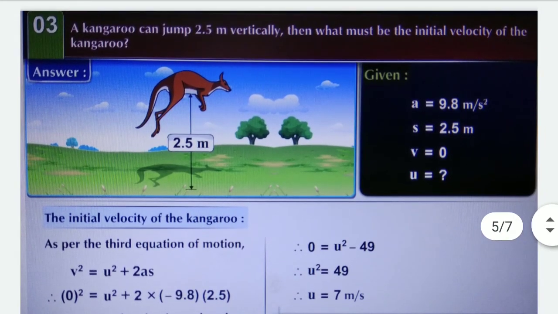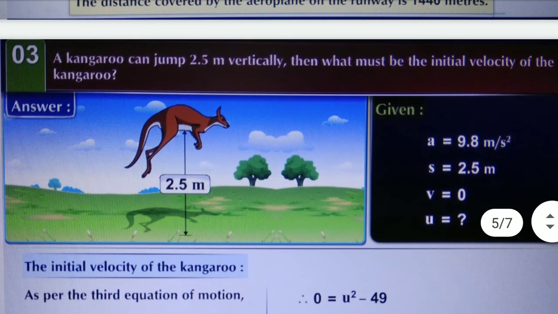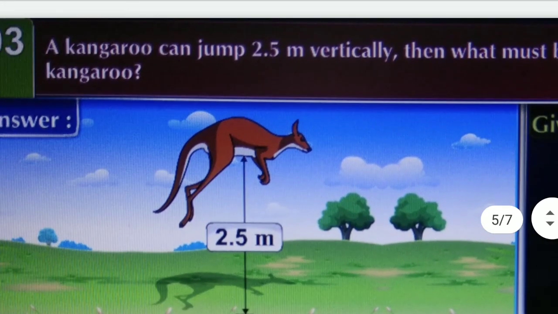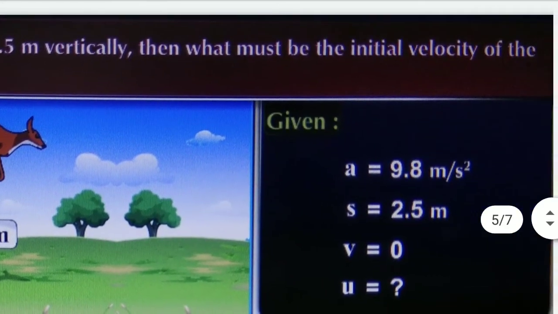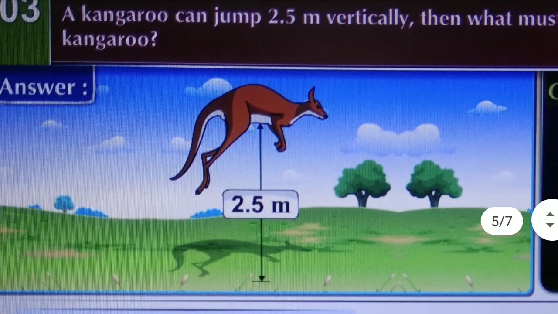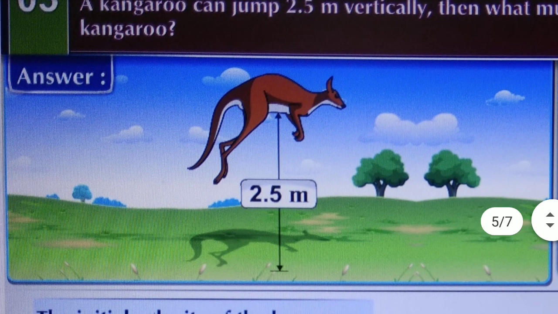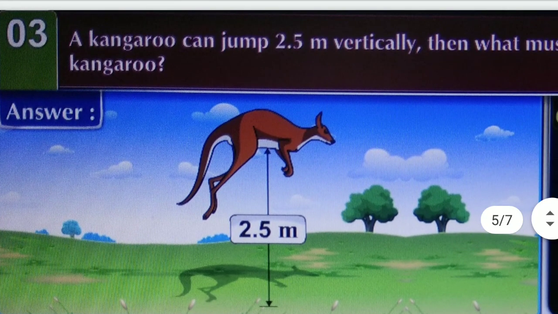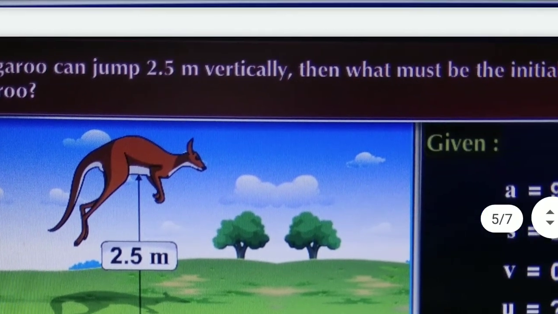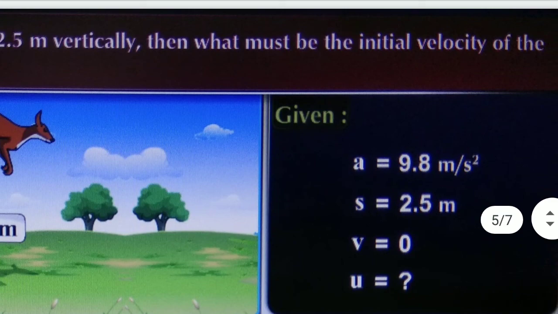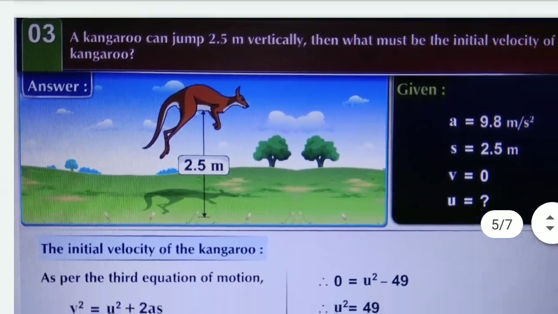Let us see another example. What is the example? A kangaroo can jump 2.5 meter vertically. Then what must be the initial velocity of the kangaroo? Observe the picture. The kangaroo can jump 2.5 meters vertically. Then what must be the initial velocity of the kangaroo?